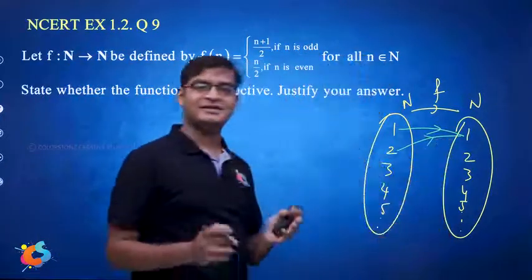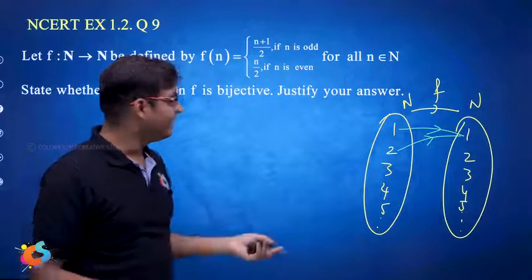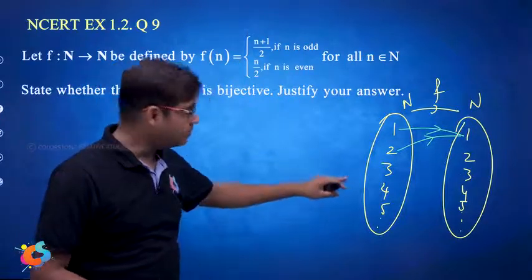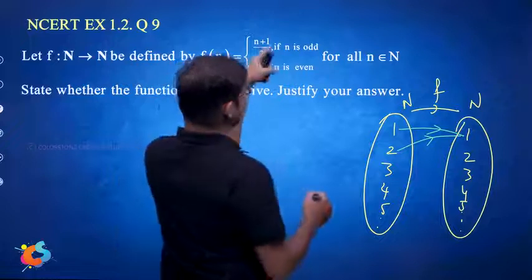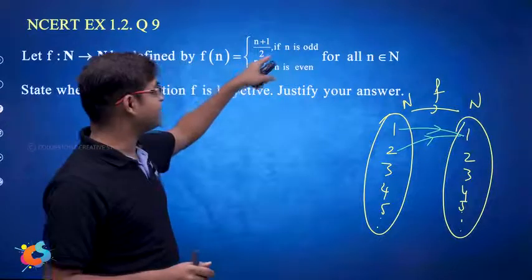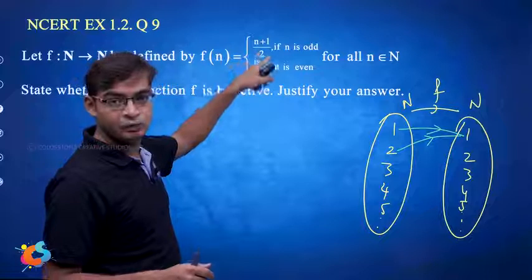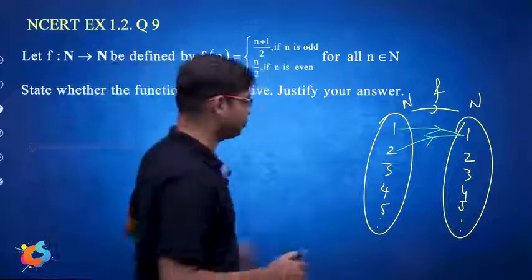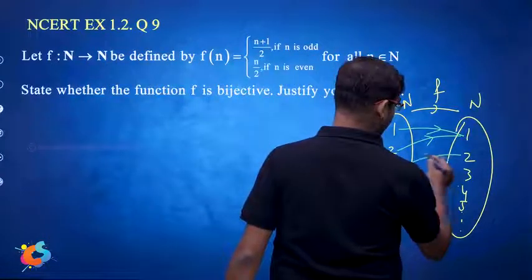So already you know this is not a 1, 1 function. Next, let us see if it is onto or not. 3. What is the output for 3? You have to use this definition. 3 plus 1 by 2, 4 by 2, which is equal to 2. So therefore, 3 will go to 2.